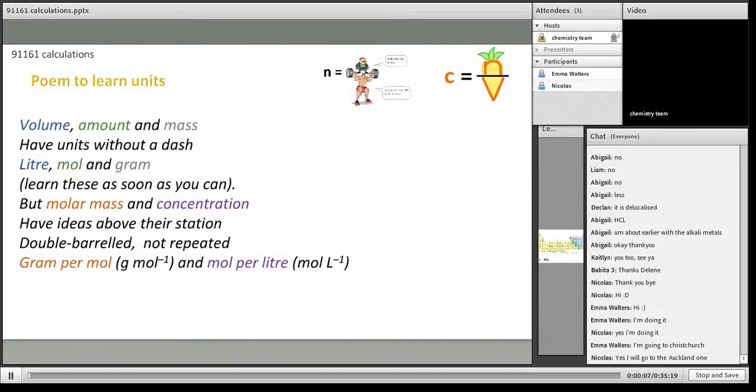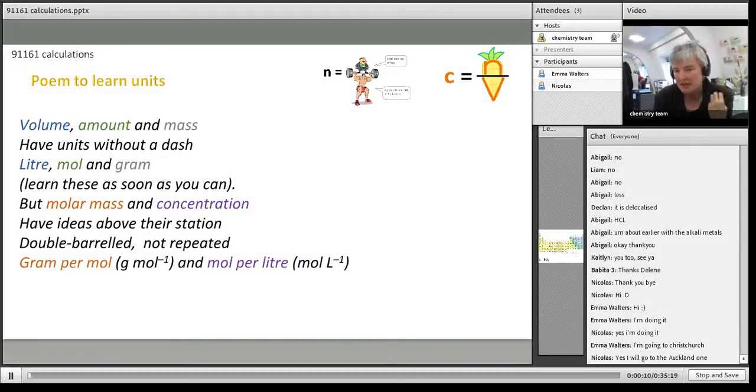Right, what I thought I'd just start with, because I found as I've been marking some of this 91161 work, it's really useful, as I tried to explain last time, to use units to help you work out in your working so you land up with the correct answer. So these are the standard units, and here's a little poem. You've got to know that volume is liter, amount is mole, mass is gram. So if you get given a mass in kilogram, you have to convert to gram. Or if you get given a volume in milliliters, you have to convert to liters.